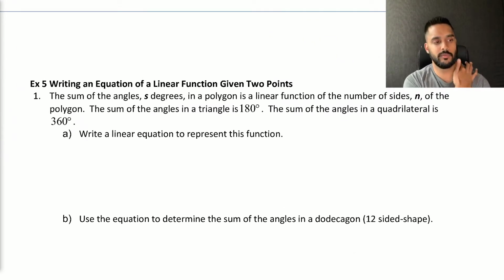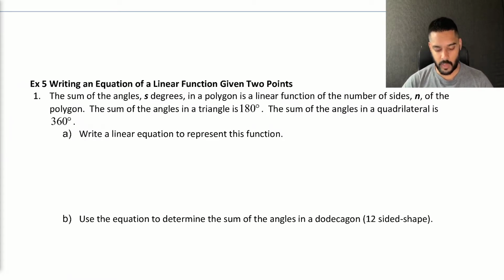So let's take a look. We've got the sum of the angles, S degrees, in a polygon is a linear function of the number of sides, represented by n, of that polygon. The sum of the angles in a triangle is 180 degrees.